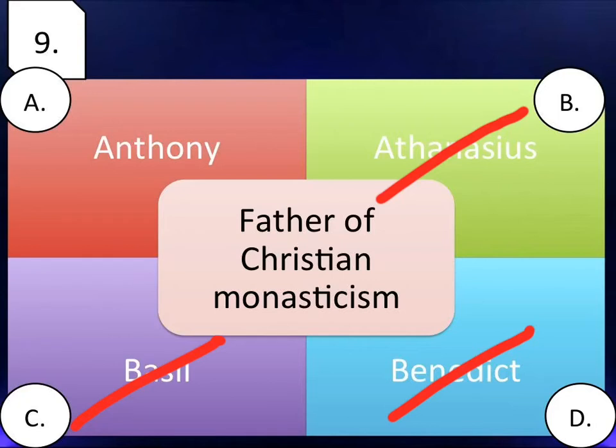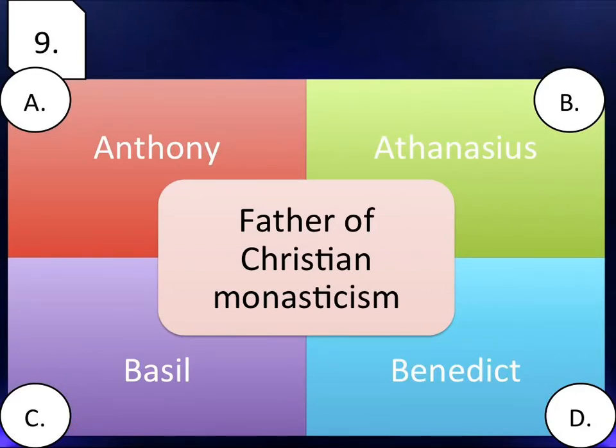Question number 10. This is a silly question perhaps, but I like it. Which of these persons is not related by blood to Constantine? Is it A, Constantius, B, Helena, C, Monica, or D, Julian?